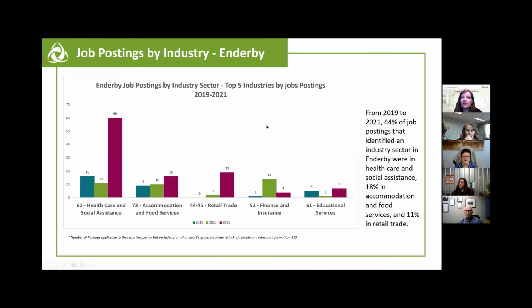Here, what we've done is we've broken it down by each of the 4 geographies. So for Enderby, you can see here, these are the job postings by industry sector. So we looked at what were the top 5 industries. And you can see here that about 44% of the postings were in healthcare and social assistance. About 18% were in accommodation and food services, and about 11% were in retail trade. And you can see the breakdown of the number of postings within each of those sectors over the 3 years, with 2019 being the blue and 2021 being the vibrant pink that you see there. The next slide, please.